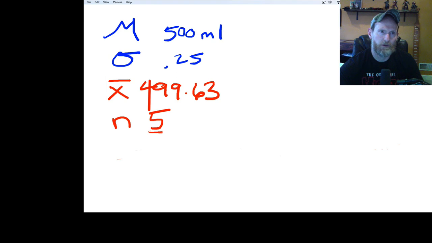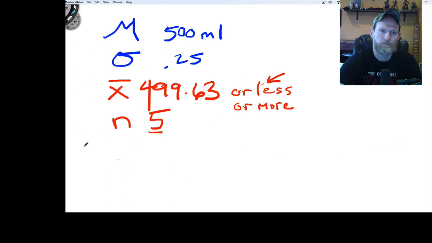And so like we've done before, we could say or less or more. For now, let's go with or less. So just like before, we want to do 2 things. We want to convert that to a z-score to see how many standard deviations it is away from the mean. And we're going to take that z-score and go to our friendly neighborhood z table to determine the likelihood. We'll start out with what is the likelihood of a sample average being 499.63 or less.